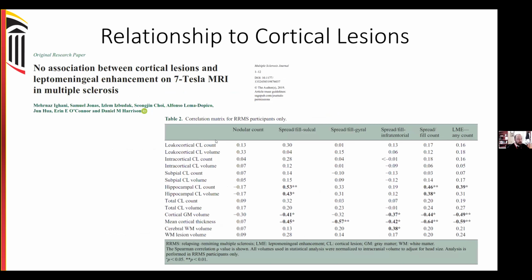We actually found no real relationship whatsoever between the presence of leptomeningeal enhancement and cortical lesions. So two papers, essentially saying opposite things. So an interesting thing, and we have very similar acquisitions and very similar analysis processes. We did in the same study, though, confirm what's been seen in our other studies and a lot of other studies over time, showing that these leptomeningeal enhancements are directly related to volume loss in the cortex, so cortical thinning, so atrophic pathology in the cortex.